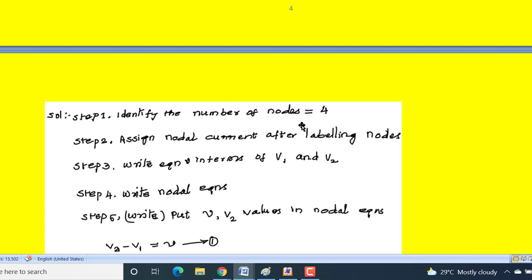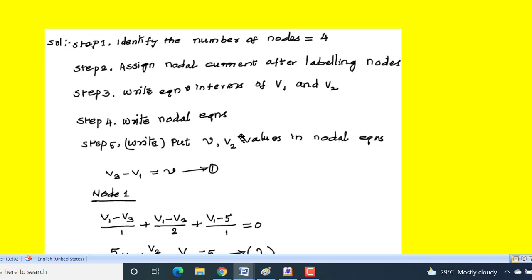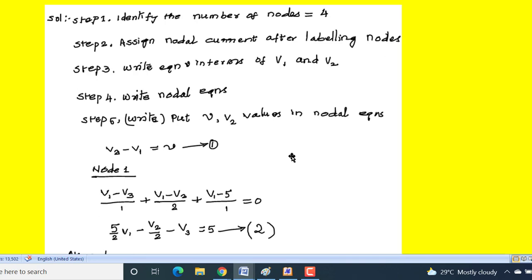Step one is to first identify the number of nodes present in the circuit. In this case, there are only 4 nodes. Step two is to assign the node currents and also the nodes. Next, step three is to write the equation for small v in terms of V1 and V2. This becomes a voltage equation. Step 4 is to write the nodal equations, that is, at every node we have to write the node equations. Next, step 6 is to put small v and V2 values in the nodal equations. So we can write V2 minus V1 is equal to small v, we say that is equation 1.